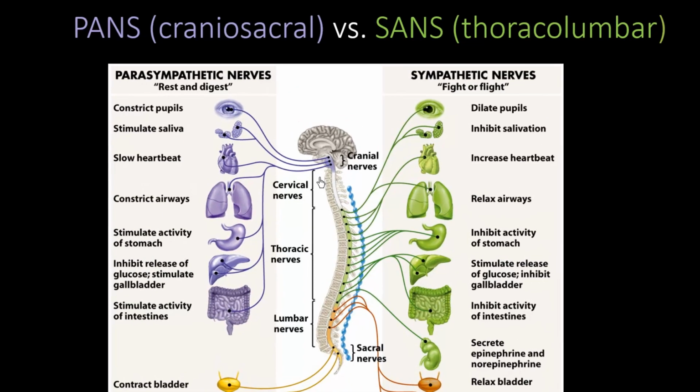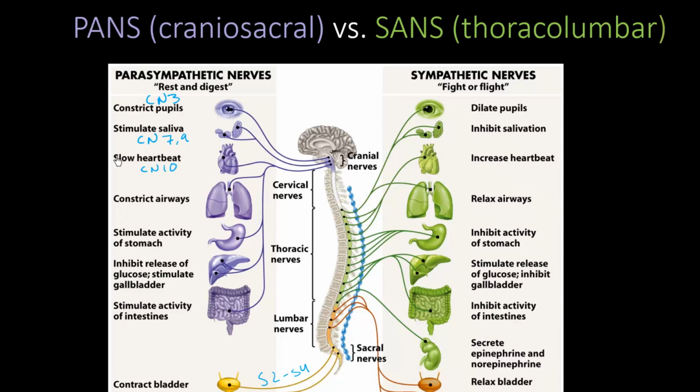And the first thing to note here is remember that the parasympathetic nervous system is also called the craniosacral because it's coming from the cranial nerves 3, 7, 9, and 10, and also from the sacral nerves S2 through S4. Let's just quickly point out what these cranial nerves are doing. Cranial nerve 3 is constricting the pupils. Cranial nerves 7 and 9, those are responsible for most of your saliva and secretions in your head and neck. Cranial nerve 10 here we know is slowing the heartbeat. We covered that in the last lecture.